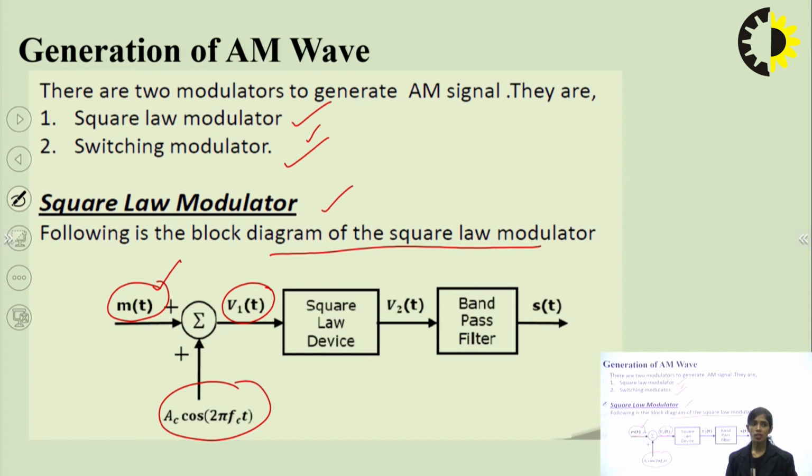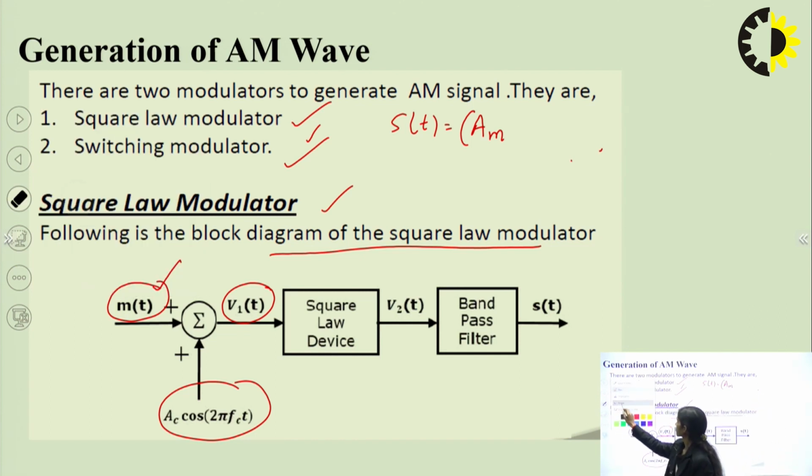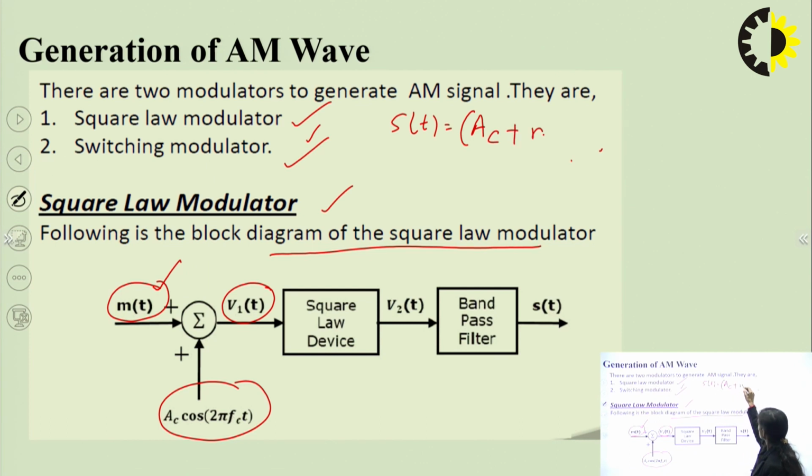But this is not the actual amplitude modulated wave equation. To generate the actual amplitude modulated wave equation, which is of the form s(t), we have to modulate the carrier amplitude with the message signal, and this whole signal will be transmitted according to the carrier frequency signal.